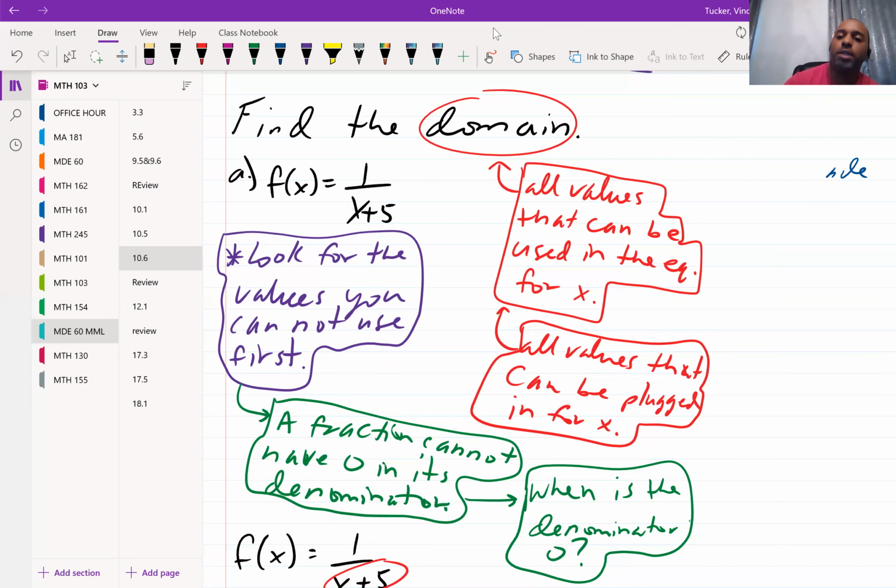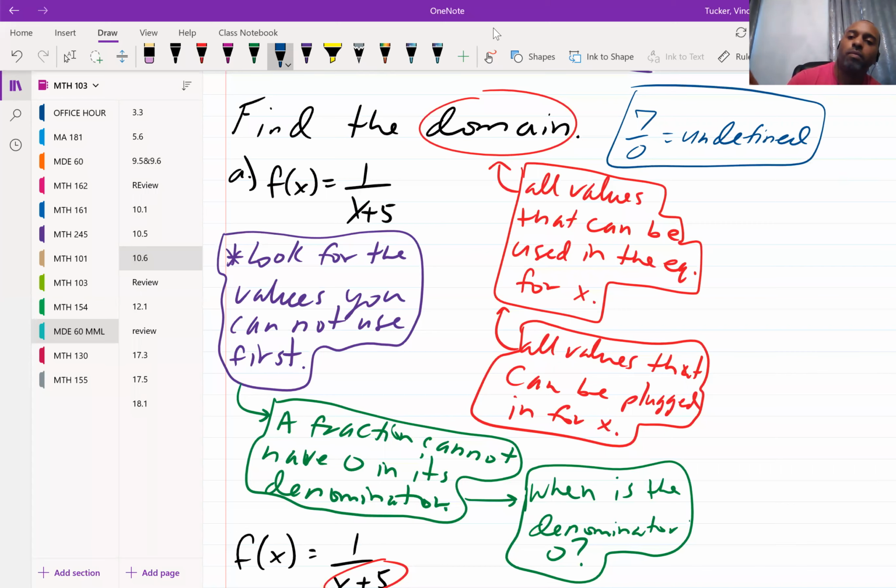So 0 in your denominator is undefined. And that's always going to be the case no matter what math you're in. And it causes a problem no matter what math you're in. So if you ever have 0 in your denominator, that is a problem. So what we want to do is figure out when our denominator is equal to 0.